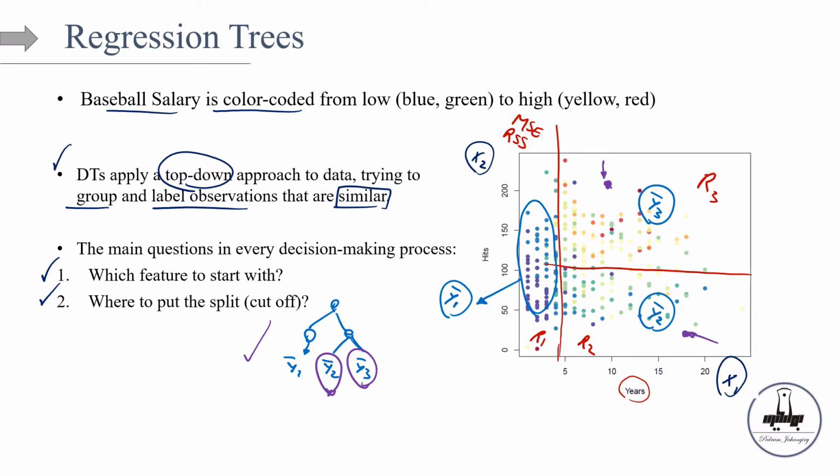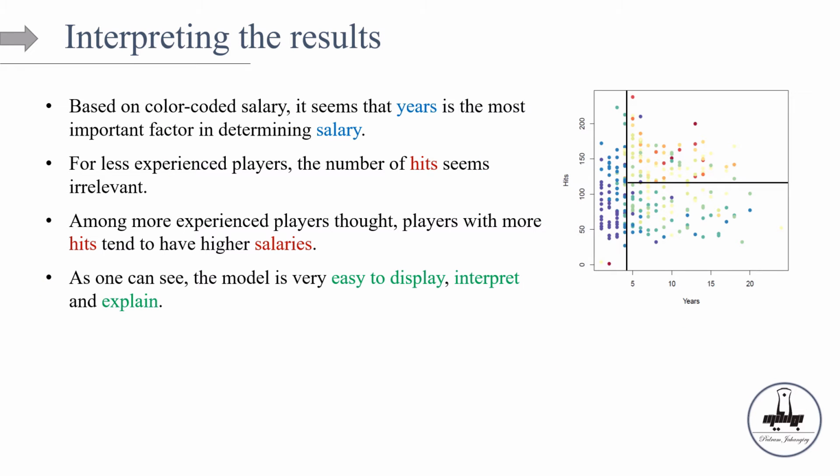Okay, now let's look into the interpretation. Interpreting the results. So based on color-coded salary, it seems that years is the most important factor in determining salary. So we started with years, right? It was most important because we were satisfied visually for now with the split, right? With the colors, homogeneity of the colors. Later on, we're going to talk about how we can quantify them.